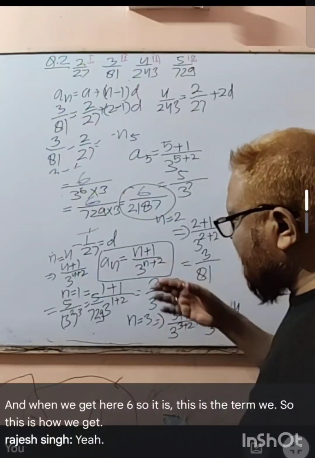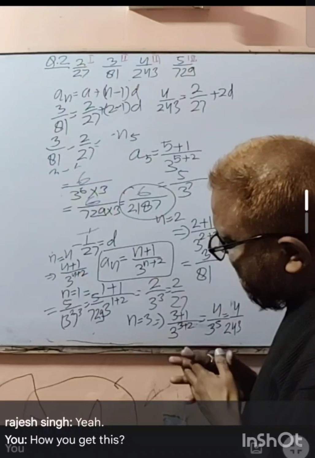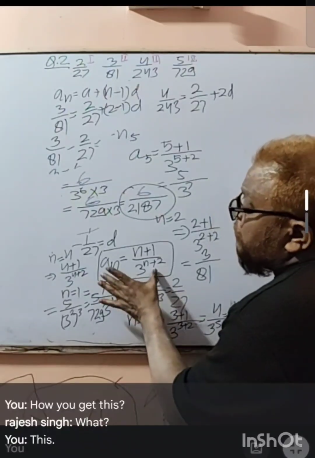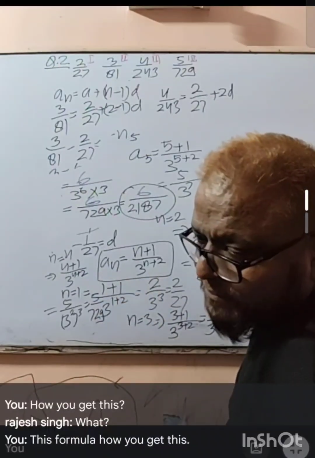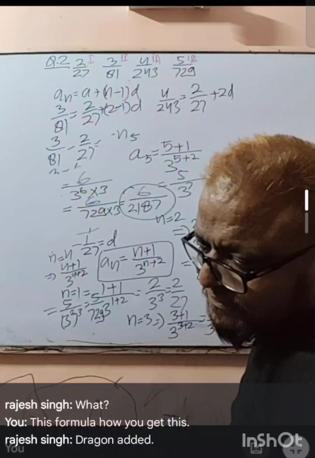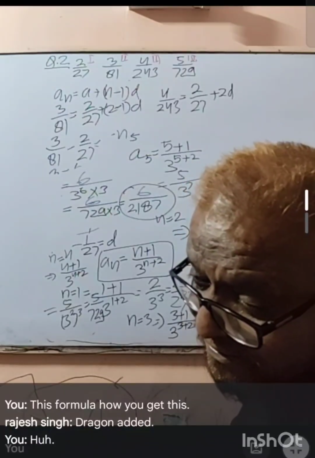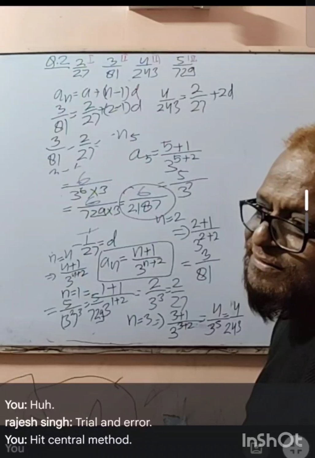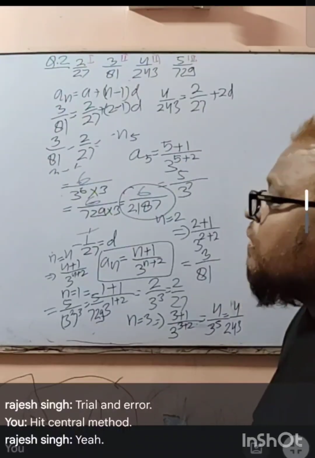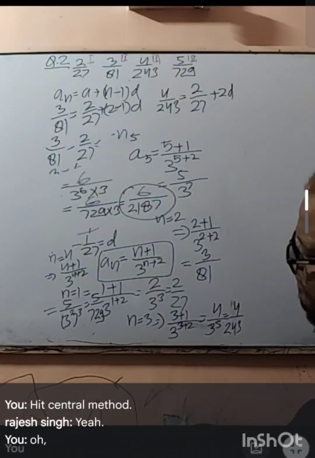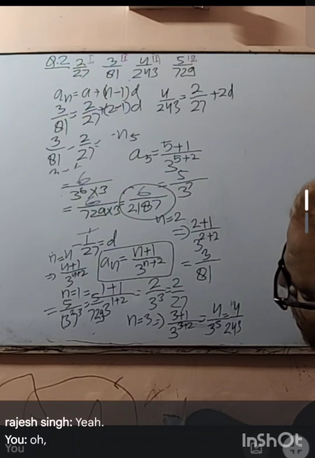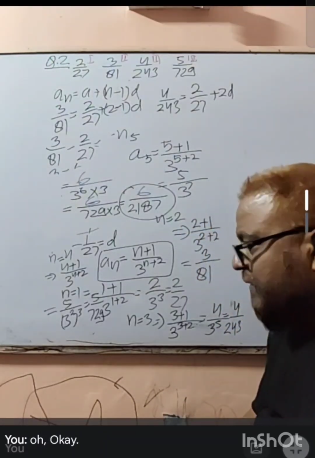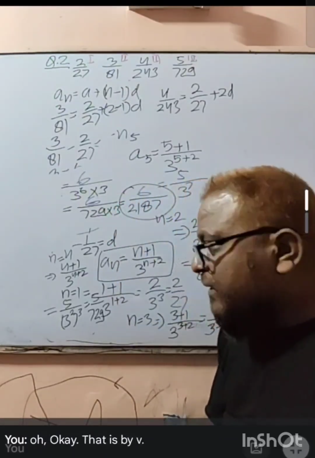How do you get this formula? Trial and error. Hit and trial method. Okay. This is by hit and trial method.